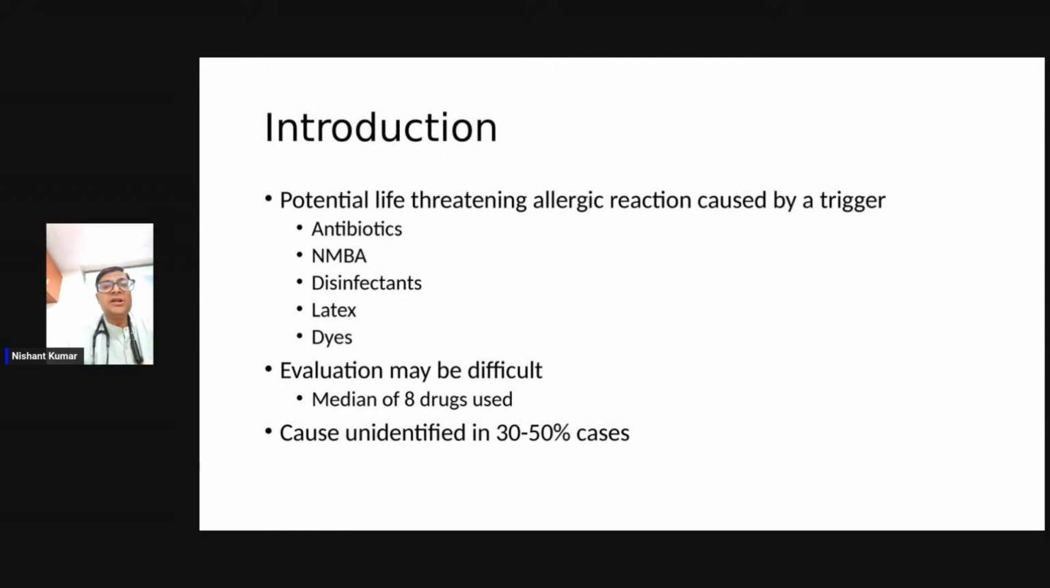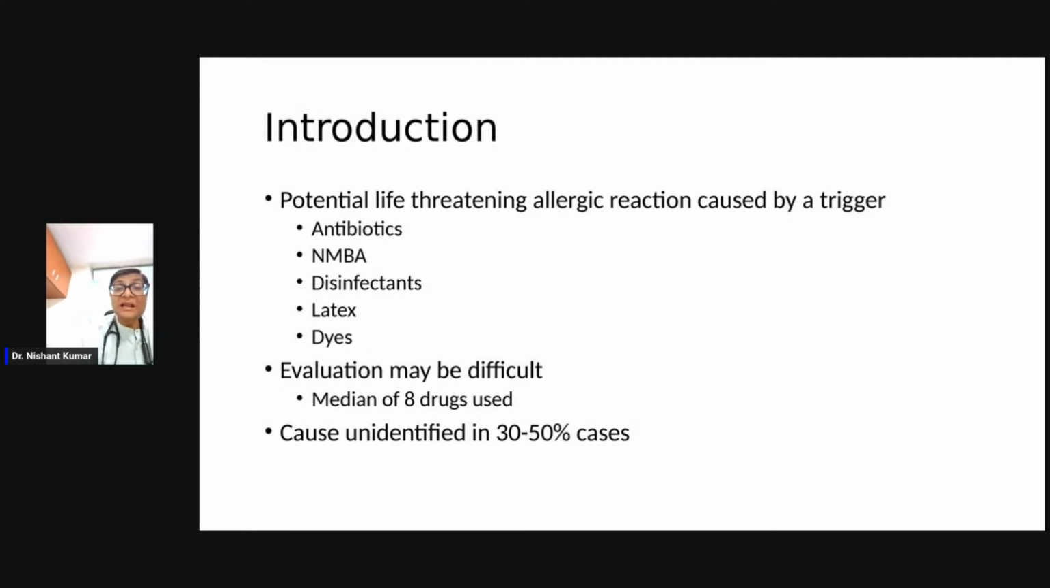Now, evaluation under anesthesia may be difficult because a median of 8 drugs is used when anesthesia is administered. If we count in this particular case, we had used midazolam, fentanyl, an antibiotic, and we had used perinorm and rantac in the pre-medication. So that is 2 more drugs. Then we had used rocuronium and sevoflurane. So that is around 7 drugs that we had used in this particular patient.